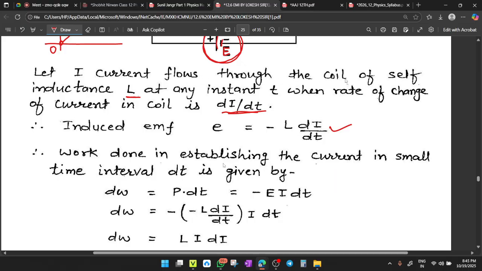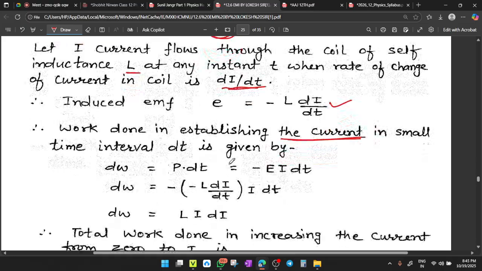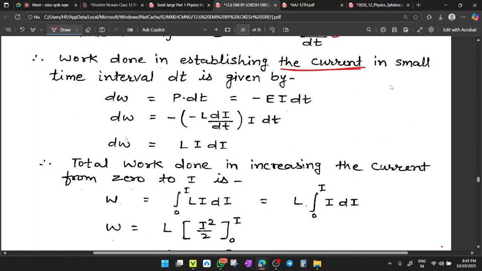The current I flows through the coil of self-inductance L at any instant of time t, when the rate of change of current is equal to di by dt. So the induced EMF is L di by dt. The work done in establishing this current in a small interval dt is given by how? You know P is equal to dW by dt. Power is the rate of change of work. Clear?